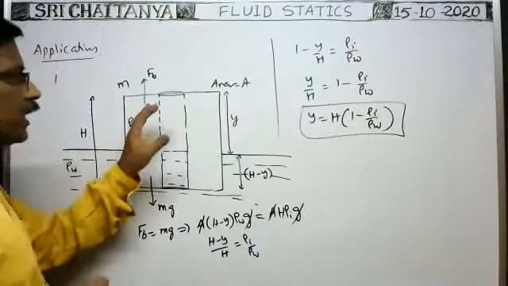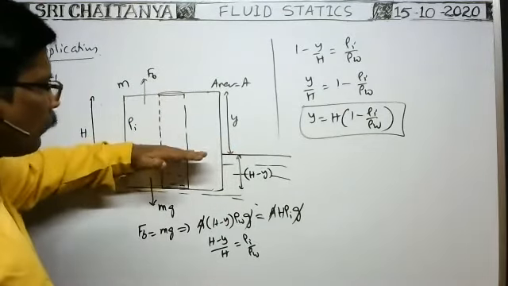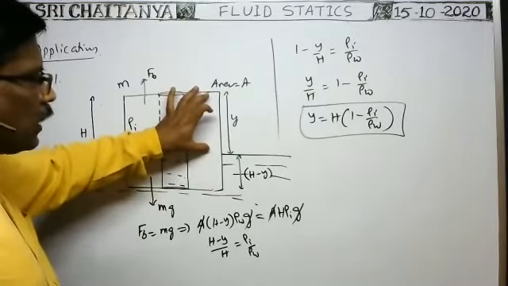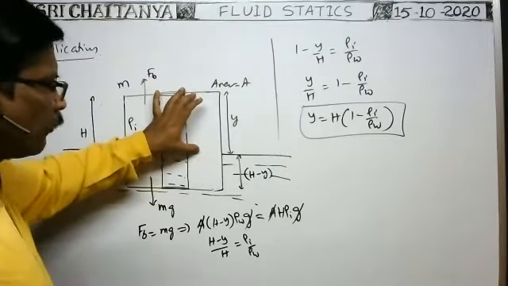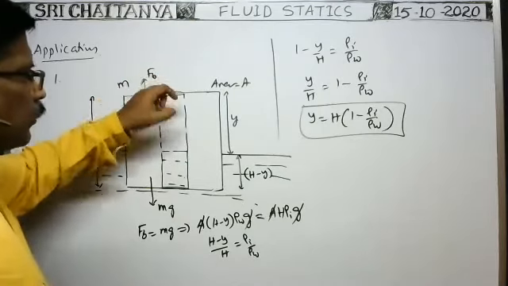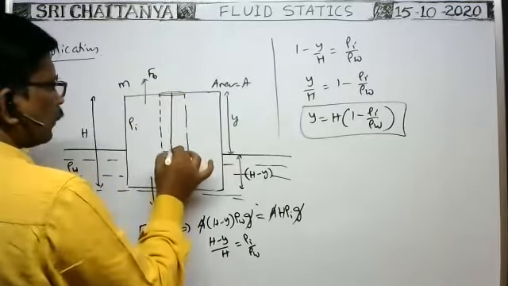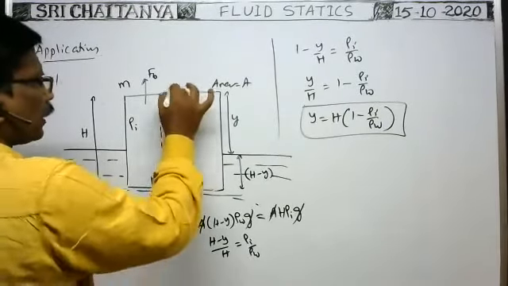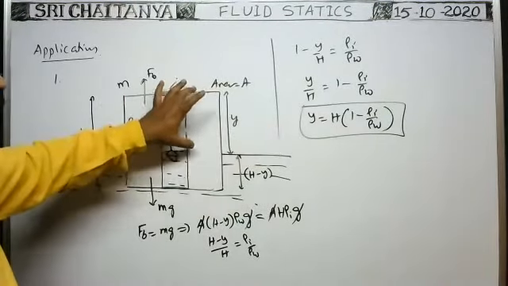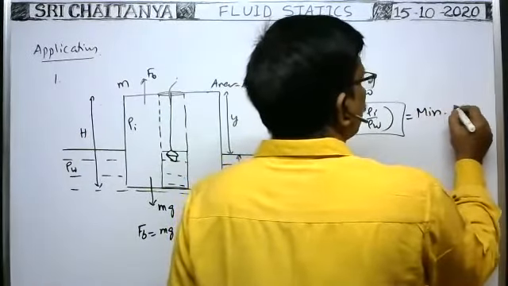So y means the height of the ice block above the surface of the water. If you know this height, then what is this depth? If the height of the ice block over the surface of the water is y, it means the water is at a depth y from the top of the ice block. That's why if you take a rope of length at least equal to y, then by means of a bucket we can lift the water from this. That's why the minimum length of the rope is equal to the height of the ice block above the surface of the water.